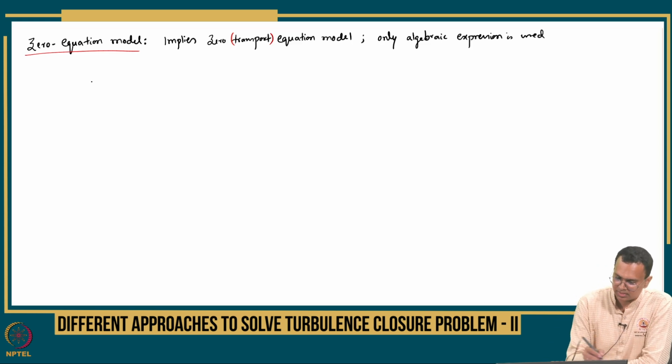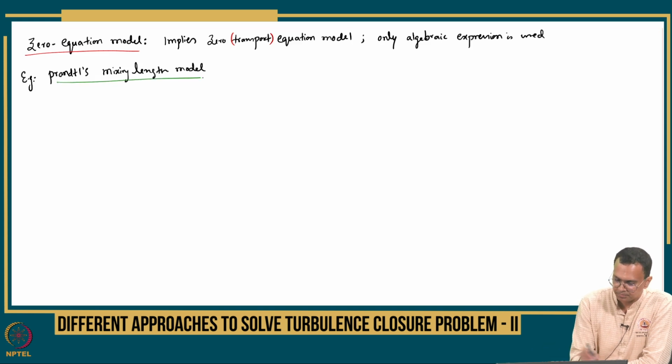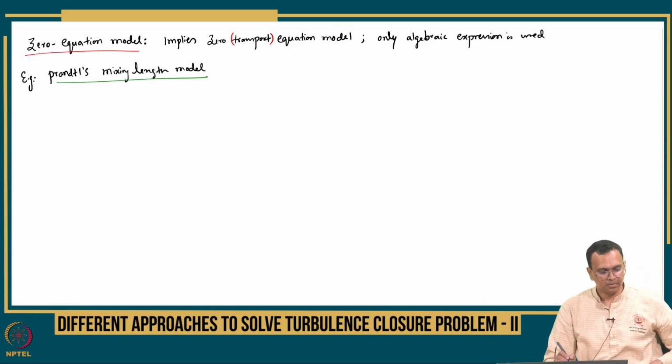One particular example is Prandtl's mixing length model. What we mean by a mixing length, I will discuss here.